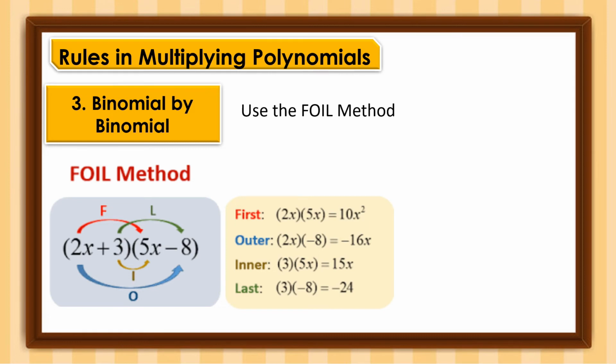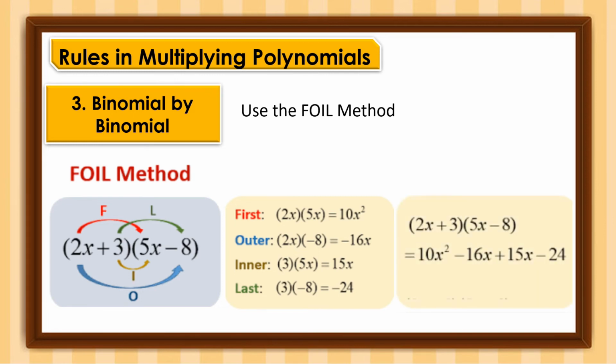Then O, the outer terms, we will have 2x and negative 8. Multiplying them gives negative 16x. And then the inner terms, which are 3 and 5x, when we multiply those, that is equal to 15x. And lastly, the last terms, which are 3 and negative 8. When we multiply 3 and negative 8, that is equal to negative 24.